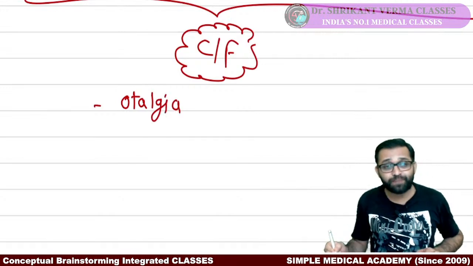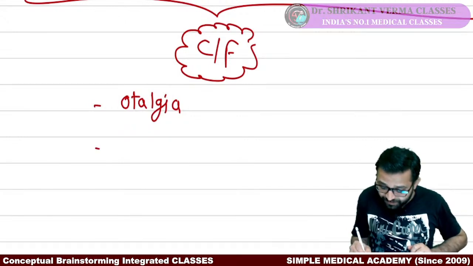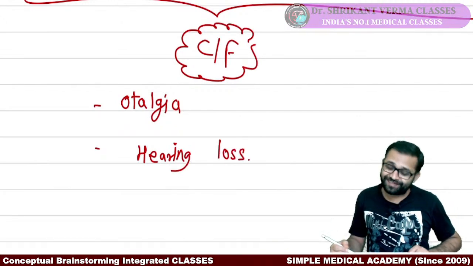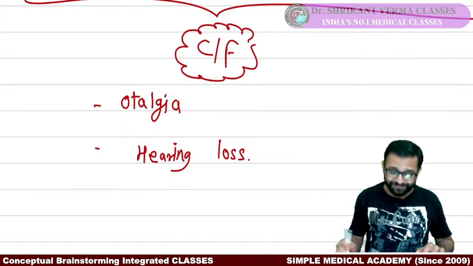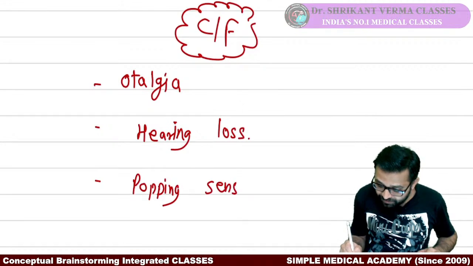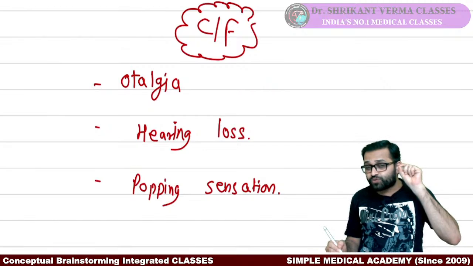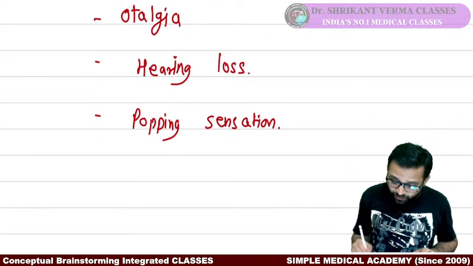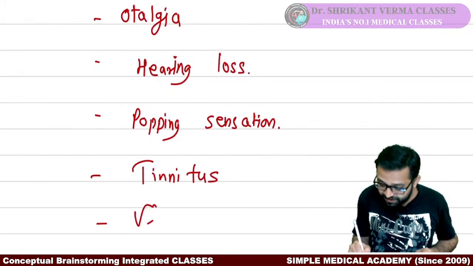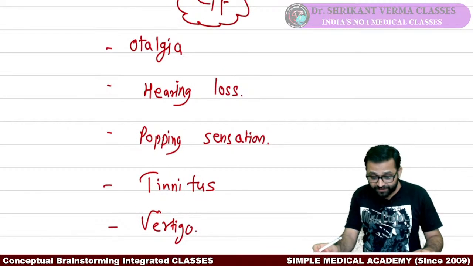This is our next pattern. Yes, one patient comes to you with pain in the ear. Fine, sir. Next, he will also speak about hearing loss. The patient will not be able to hear properly. Also, he will describe a popping sensation. He will feel as if the ear is sometimes closing, sometimes opening, closing, opening, a strange popping sensation. Also, he can complain about tinnitus and vertigo. So these are the different presentations.